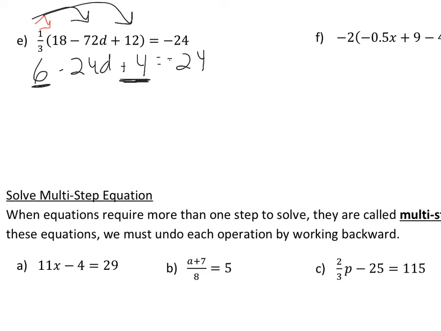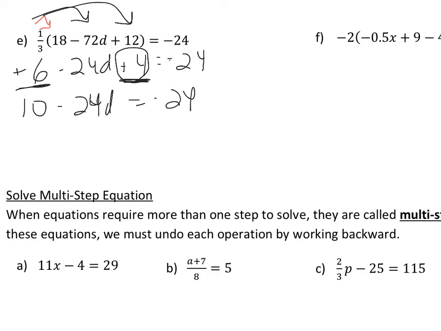Now I want to include, maybe I add an addition here, a positive 6 and this positive 4. So I'm going to end up then with 10 minus 24D. The operation or symbol that's to the left of the number is what's happening. So this is a plus 4, this is a plus 4, not anything else. Equals negative 24, and now I'm back to 2 steps.